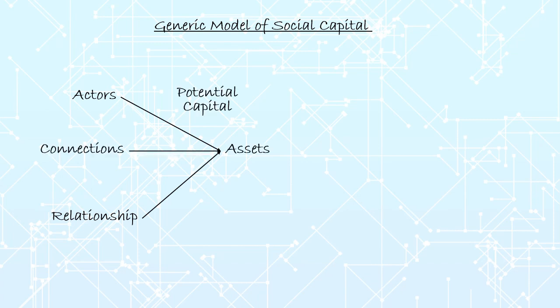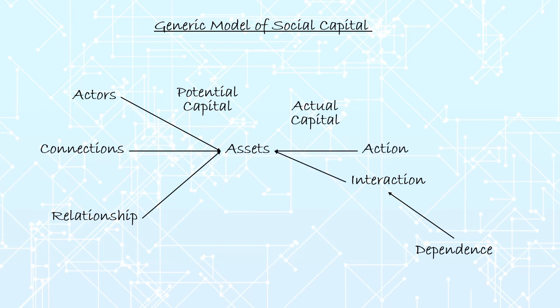A generic model shows how all that comes together. The type of relationship, the number of actors, and the number of connections determine the potential for social capital. Dependence on others for the satisfaction of needs motivates interaction, and the greater the need, the more interaction there is. Pro-actions with positive responses increase actual social capital, and anti-actions with negative responses reduce it.